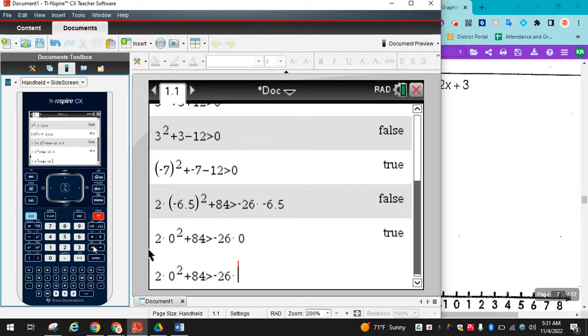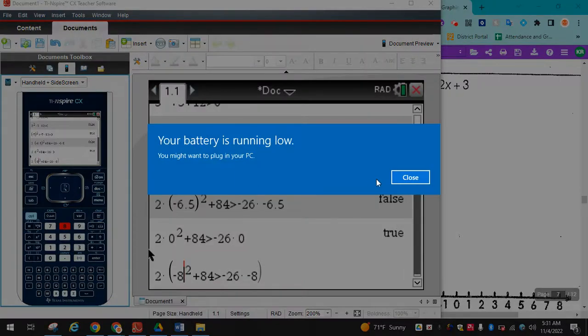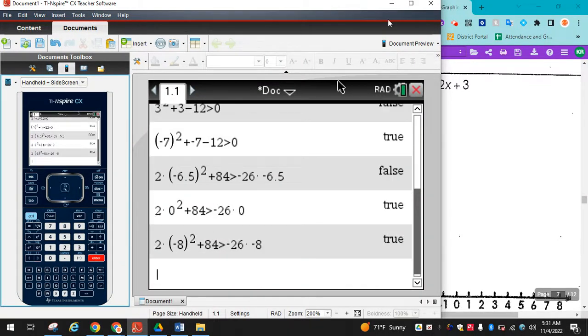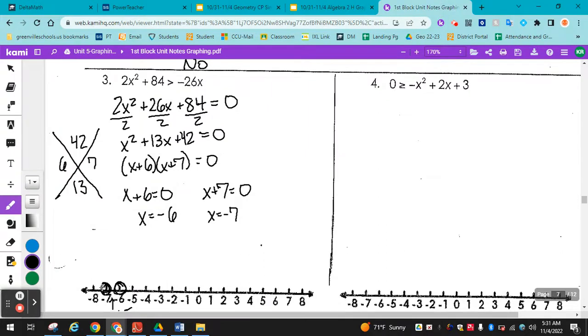It does not take long to test points in this calculator. In a scientific calculator, it takes some time, but in this calculator, it doesn't. We can try negative 8 for the other side. Make sure when you're squaring a negative number, you put it in parentheses. Oh, crud. So it is shaded on the outside.